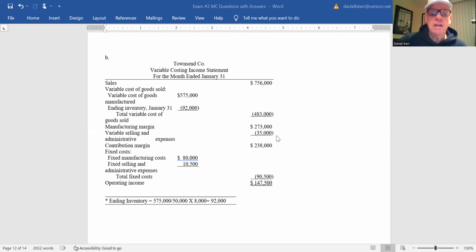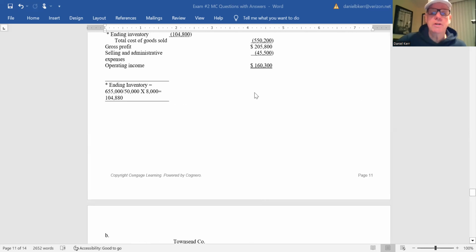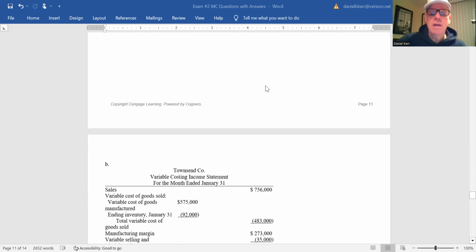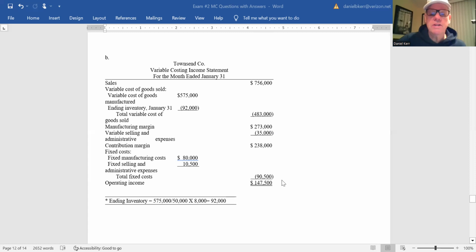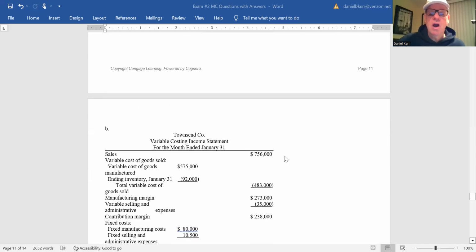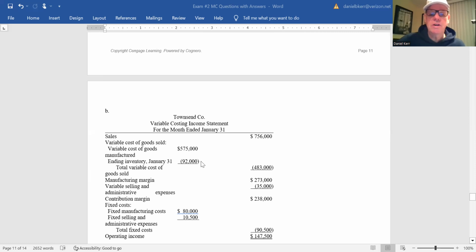Subtract the variable selling and administrative expenses. There's your contribution margin. Subtract out all the fixed costs. And you'll notice here, as we predicted, your operating profit is less than it was under absorption. Under absorption, it's 160,300. Under variable, it's 147,500. Why is that different? Because we're not including the fixed costs that are part of the inventory. Ending inventory under absorption is not considered part of the ending inventory under variable costing.